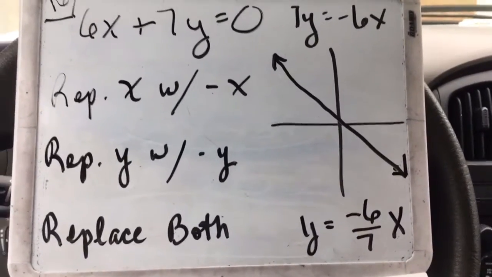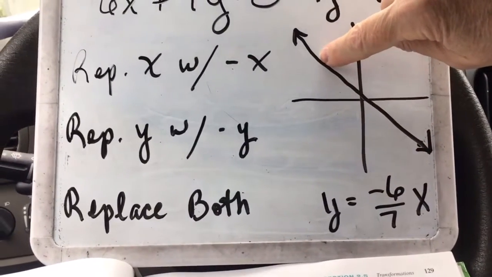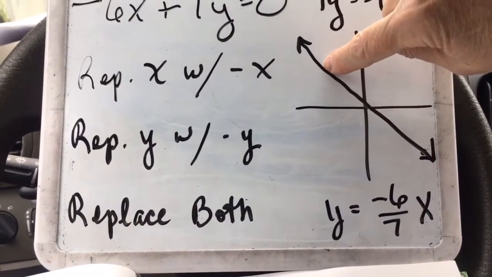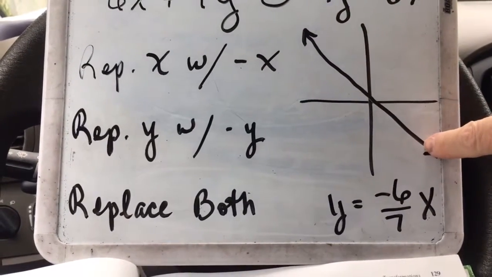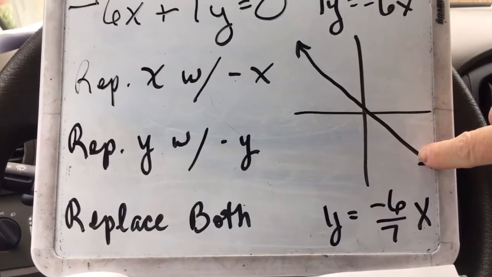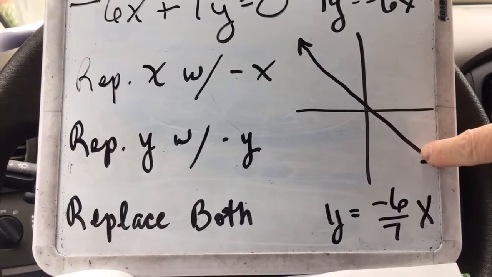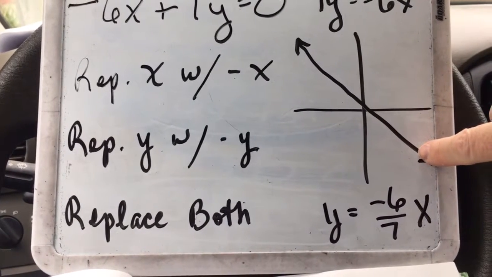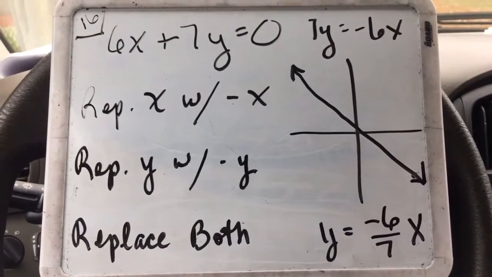Okay, and odd means that f of negative x, which would be this value right here, is going to be the same as f of positive x with the opposite sign, so negative f of x. So the trademark for odd is f of negative x is the same thing as the opposite of f of x. And that was number 16.